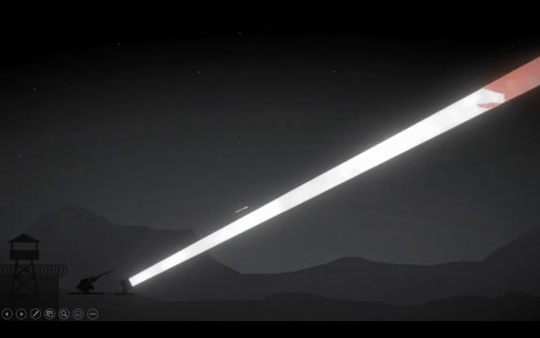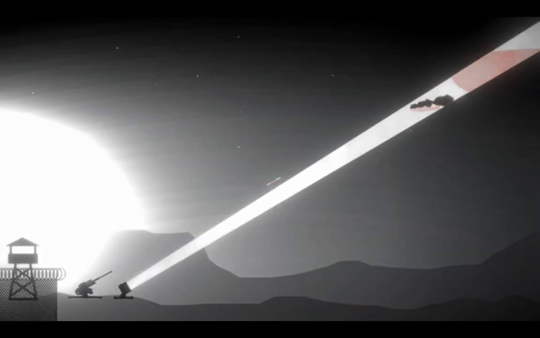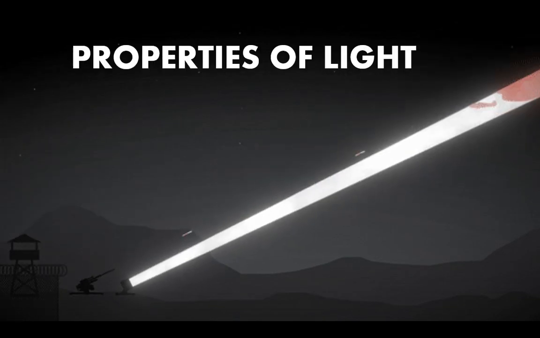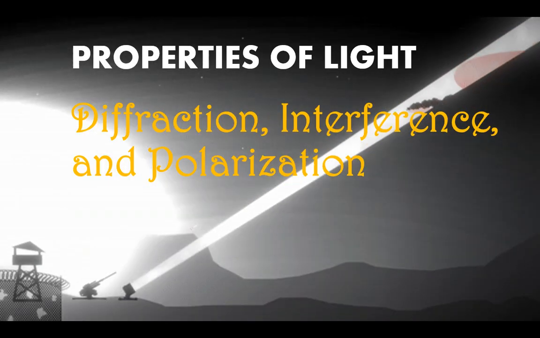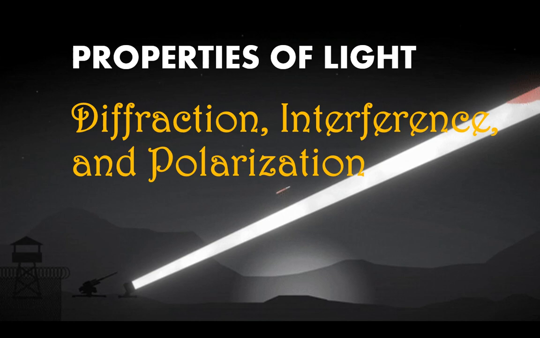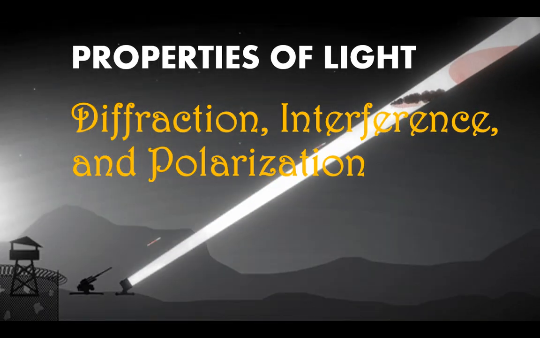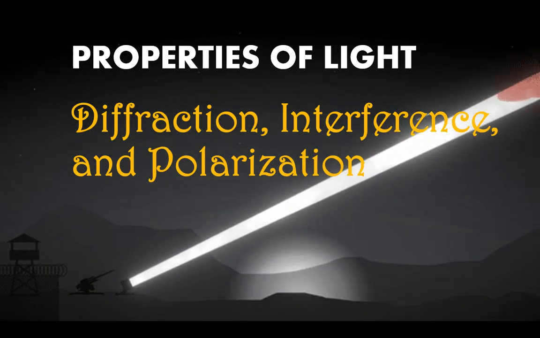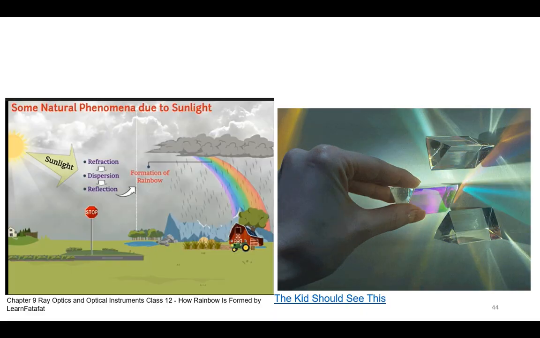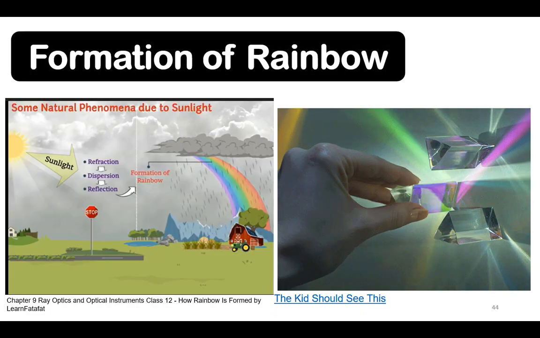Hello students and welcome to video number 7 for the topic properties of light, specifically diffraction, interference, and polarization. But before that, let's discuss the formation of a rainbow as an application of refraction.